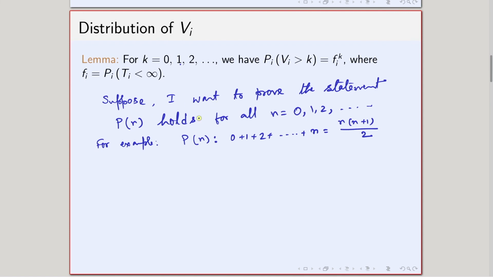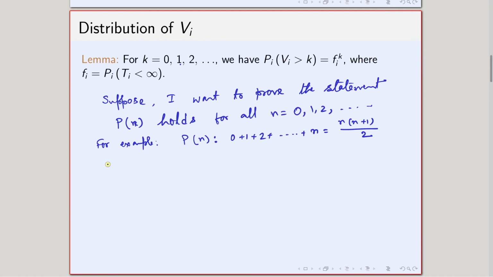So, in this problem I am trying to prove that P_n is a statement which holds for all possible values of n. P_n could be that statement. I may try to show that the sum of the first n natural numbers is n into n plus 1 divided by 2. Okay?